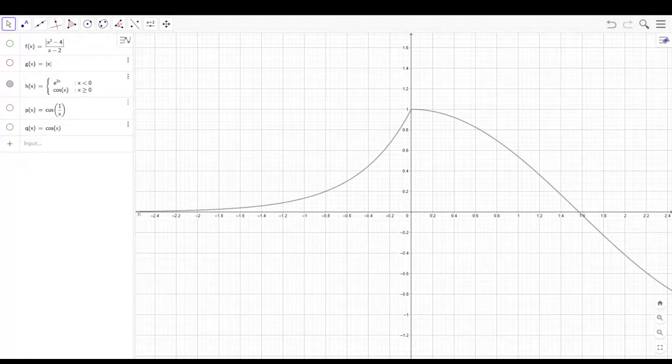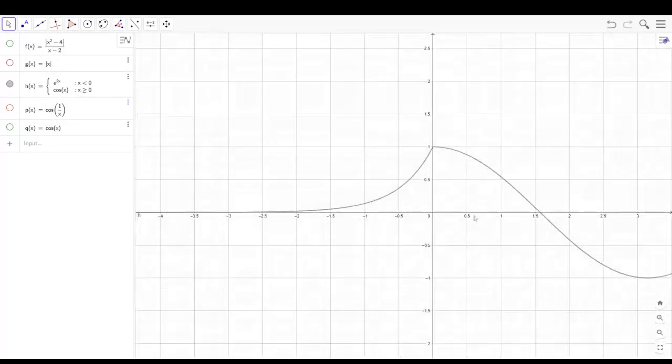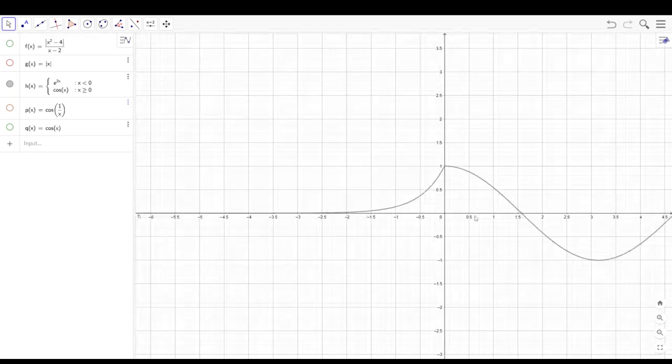What about everywhere else? Is it still continuous everywhere else? Who can tell me? Yep, lots of yeses there. Absolutely correct. So this is a split function that is continuous at all points in its domain.